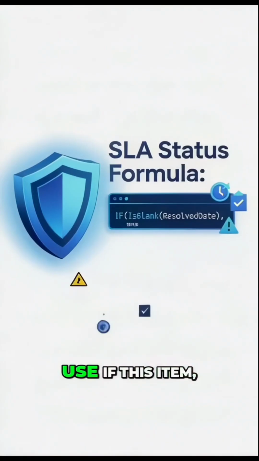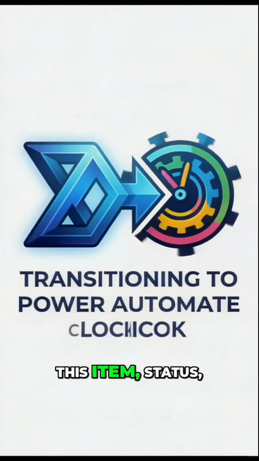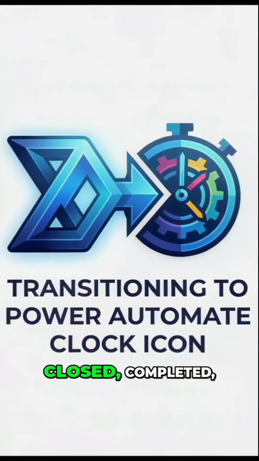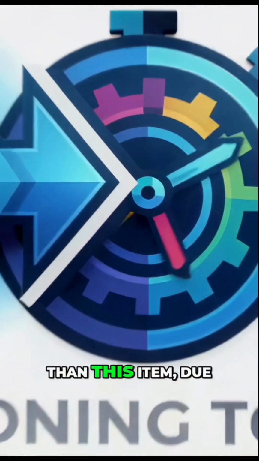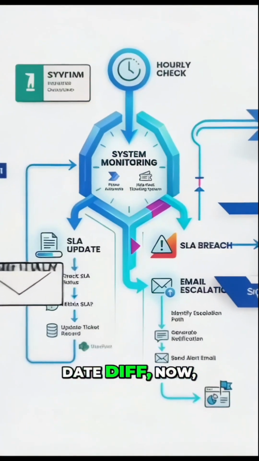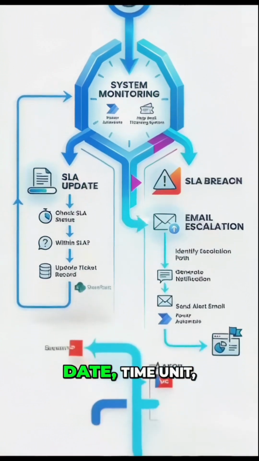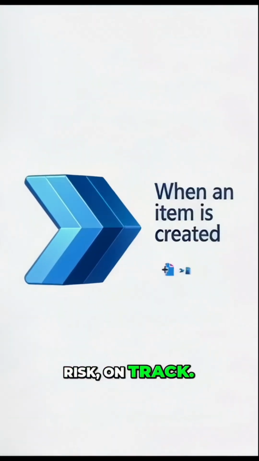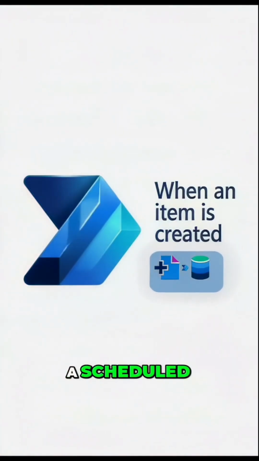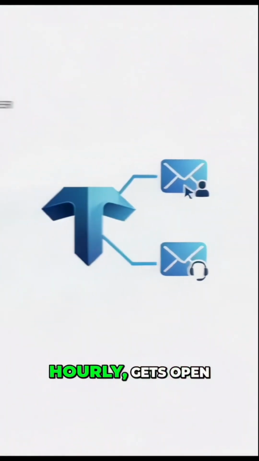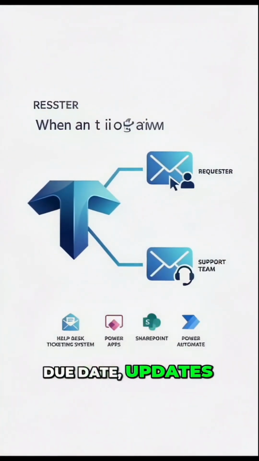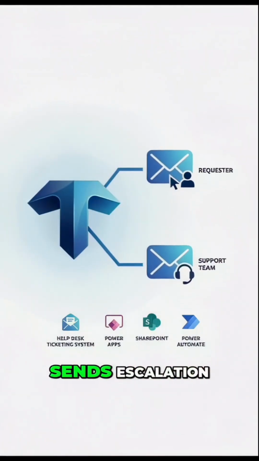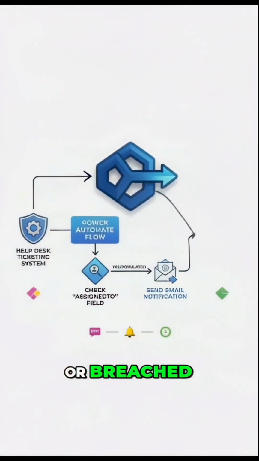In Power Apps, use: If(ThisItem.Status.Value = "Resolved" || ThisItem.Status.Value = "Closed", "Completed", Now() > ThisItem.DueDate, "Breached", DateDiff(Now(), ThisItem.DueDate, TimeUnit.Hours) <= 4, "At Risk", "On Track"). For stronger reporting, create a scheduled Power Automate flow that runs hourly, gets open tickets, checks due date, updates SLA status, and sends escalation emails for at-risk or breached tickets.